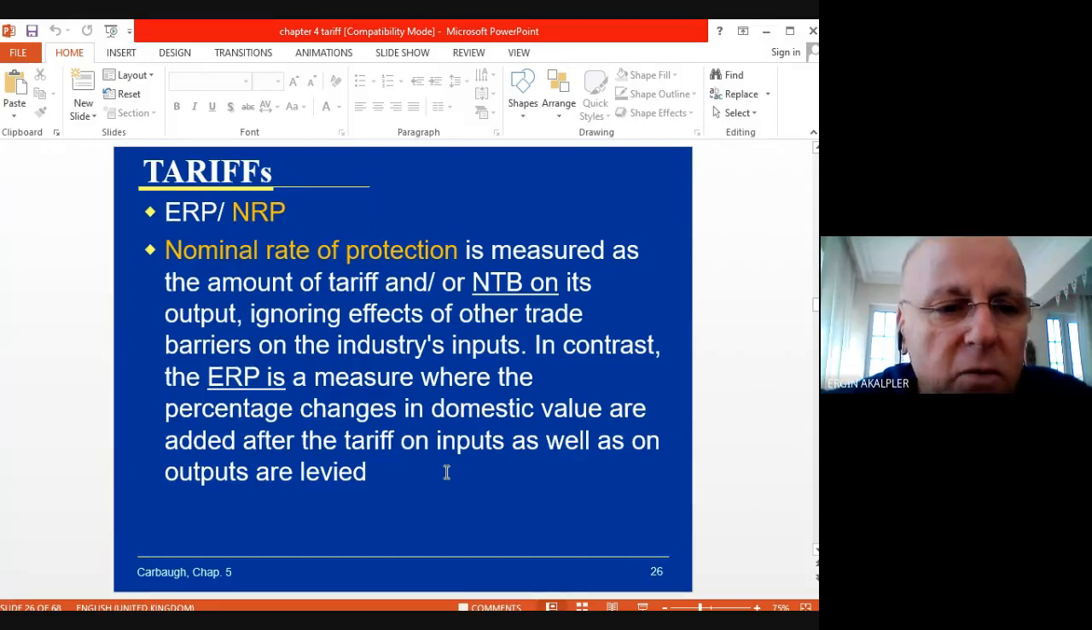There is the effective rate of protection. You switch off your microphone, please. There is a nominal rate of protection. Whose microphone is on? Nominal rate of protection is measured as the amount of tariff and non-tariff barriers or measures on its output, ignoring effects of other trade barriers on the industry's input. In contrast, the effective rate of protection is a measure where the percentage change in the domestic value added after the tariff on input as well as on output are levied or taxed.